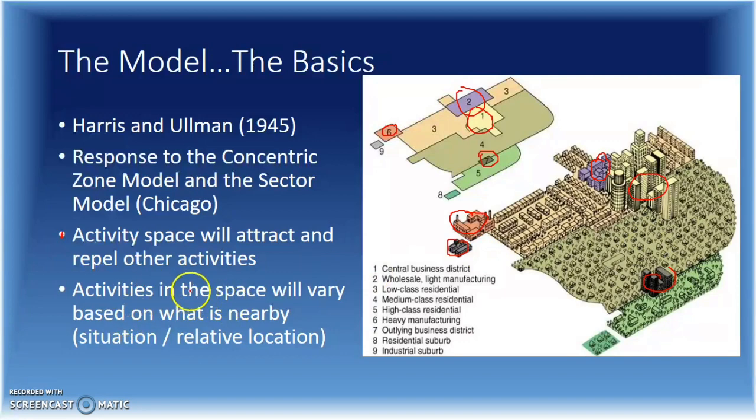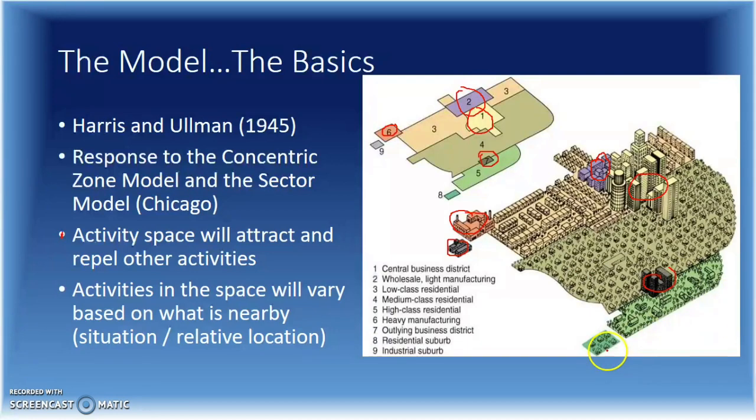And so notice how it says in our 4th point here, activities in space will vary based upon what is nearby. Think about the idea of situation or relative location. Especially the residential areas are going to situate themselves based upon the different types of economic activities. Typically, you're going to have the economic activities come in, and then you're going to have the residential areas situate themselves around that based upon the types of activities they would like to be nearby.